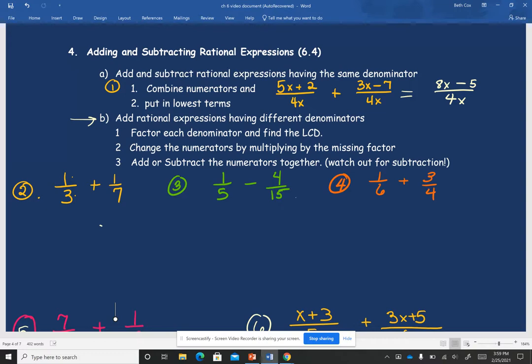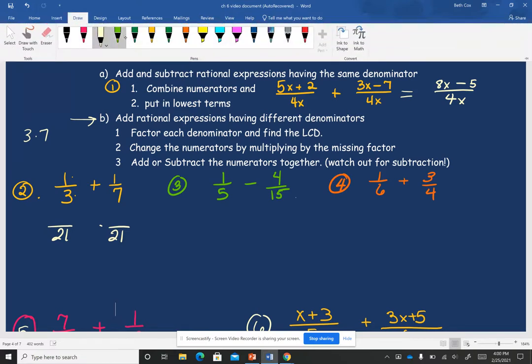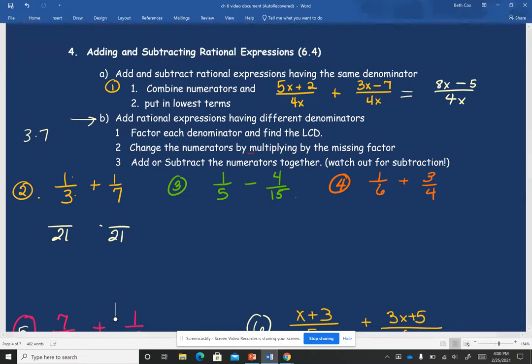Okay, so the first thing we need to do is find the LCD. For 3 and 7, they don't factor, they're prime. And so when I need the LCD of prime numbers, I just multiply them together. So the LCD for 3 and 7 is going to be 21. Each one of these fractions has to be changed so that the denominator is 21. And you'll note, 21 is 3 times 7, right?